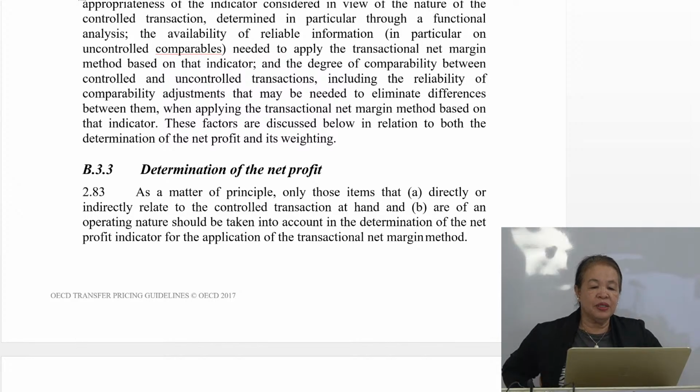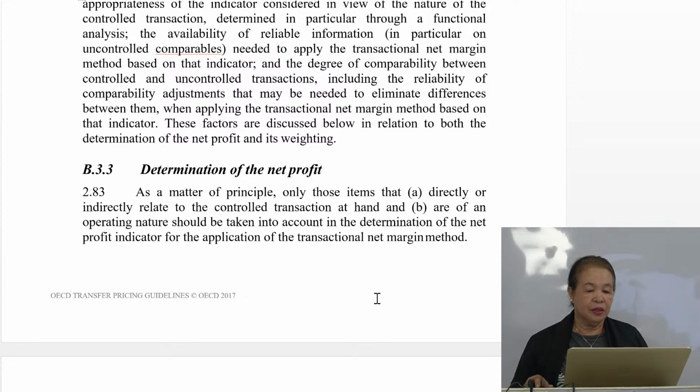As a matter of principle, only those items that A, directly or indirectly relate to the controlled transaction at hand, and B, are of an operating nature should be taken into account in the determination of the net profit indicator for the application of the transactional net margin method. No? So in these guidelines, no, there is a thorough discussion of these methods.